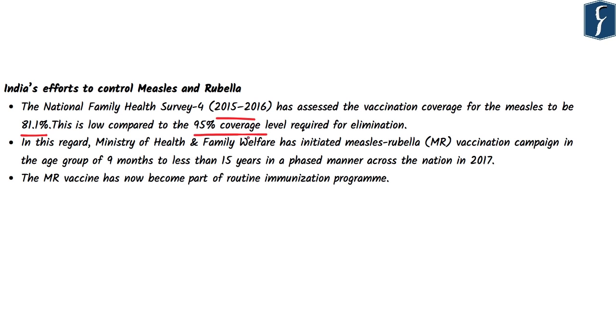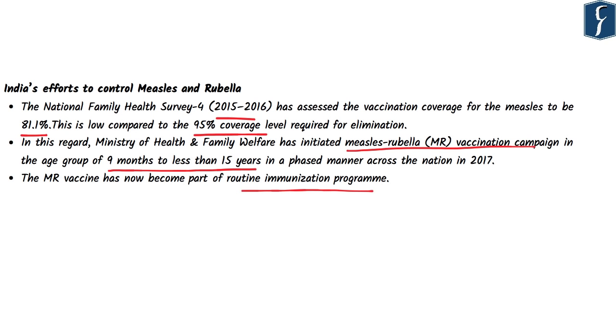So the Ministry of Health and Family Welfare has initiated a measles rubella vaccination campaign, and it's targeting children from 9 months up to 15 years. And measles rubella vaccine has also become part of the routine immunization program. It is part of Mission Indradhanush. If I ask you all the vaccinations given under Mission Indradhanush, the answer should come out of you free flowing. With this, we have come to the end of the discussion.